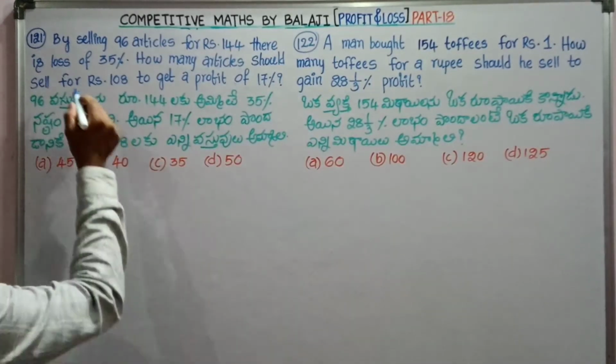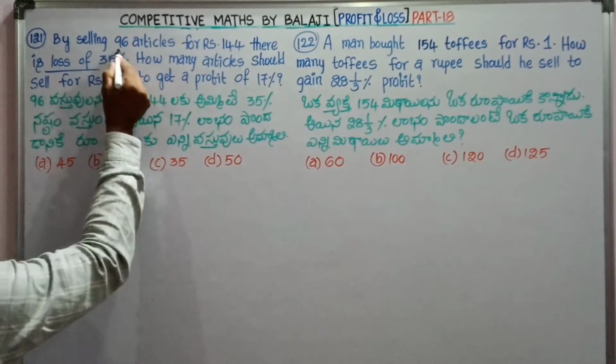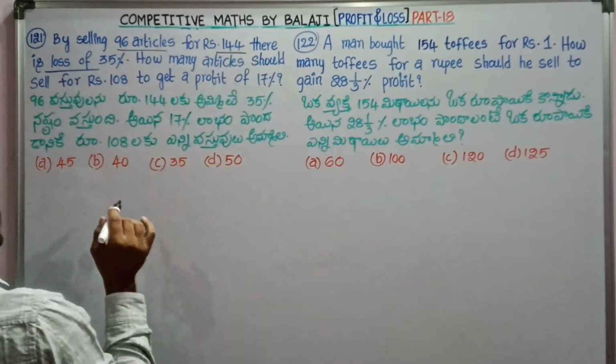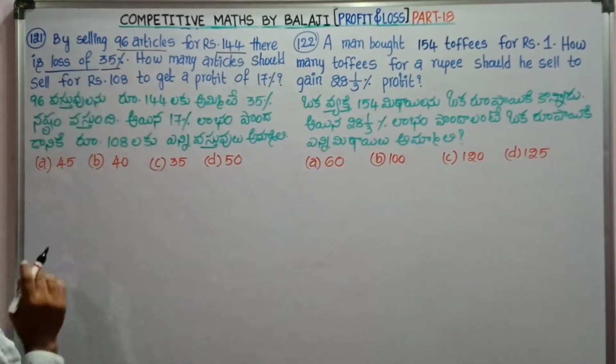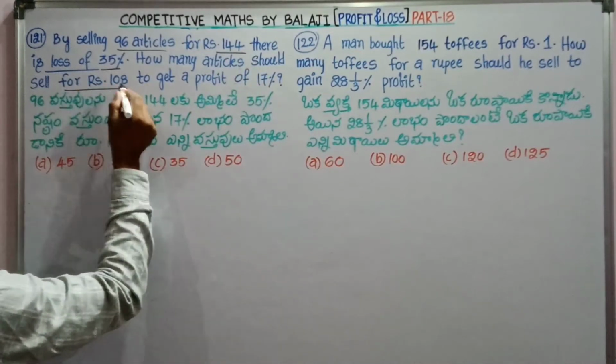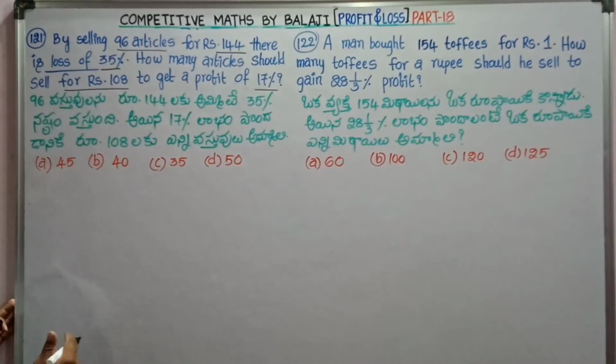These questions are on loss. Question 121. By selling 96 articles for rupees 144, there is a loss of 35%. How many articles should be sold for rupees 108 to get a profit of 17%?